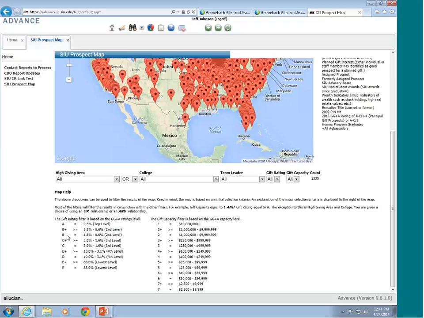What that basically means is a B plus includes A and B. A C plus includes A, B, and C. So we can get a cumulative or we can go specific and just pick a B. Same sorts of idea with the gift capacity with the 1, 2, 3, 4, 5, 6, 7 or whatever. Again, if they did a 3 plus, then it'd be the 1s, 2s, and 3s.